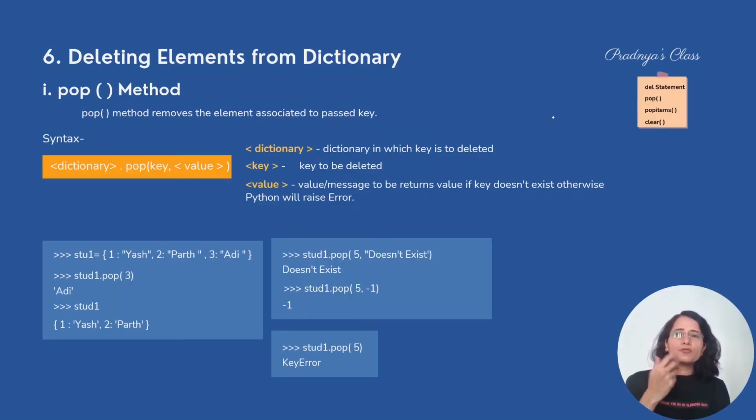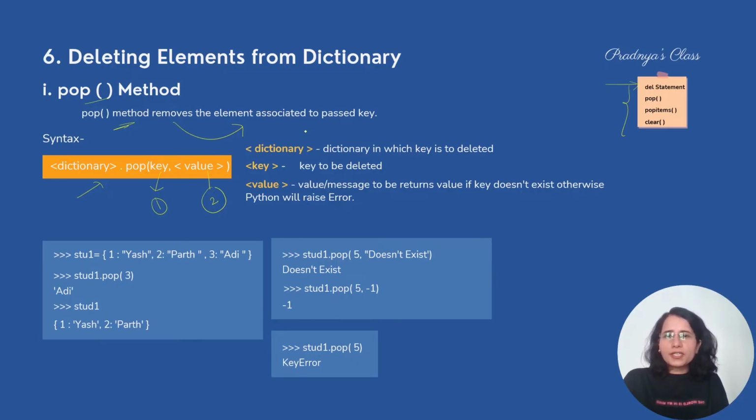Now it's time to study how to delete an element from the dictionary. We know there are 4 ways to delete an item from the dictionary. The del statement we already studied. Now we will study these 3 methods. The first is pop. Pop removes an element from the dictionary associated with the passed key. Here is the syntax: dictionary.pop, and there are 2 arguments to this. First is key and the second is value, which is optional.